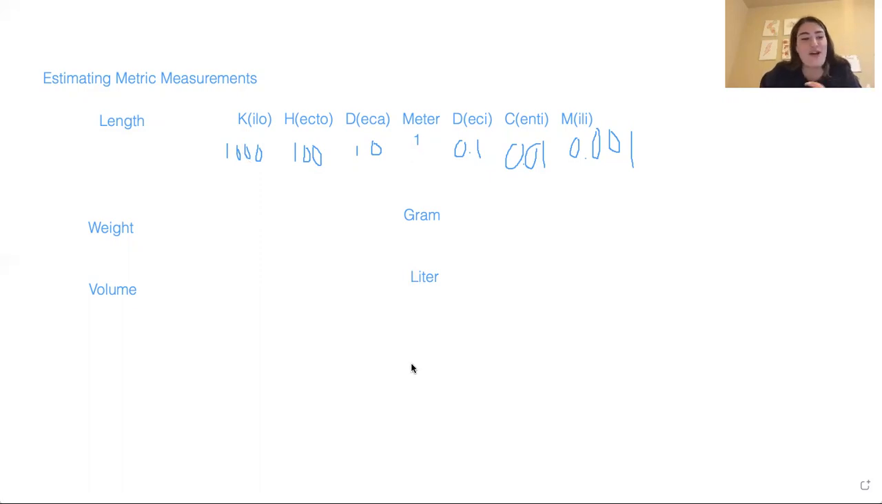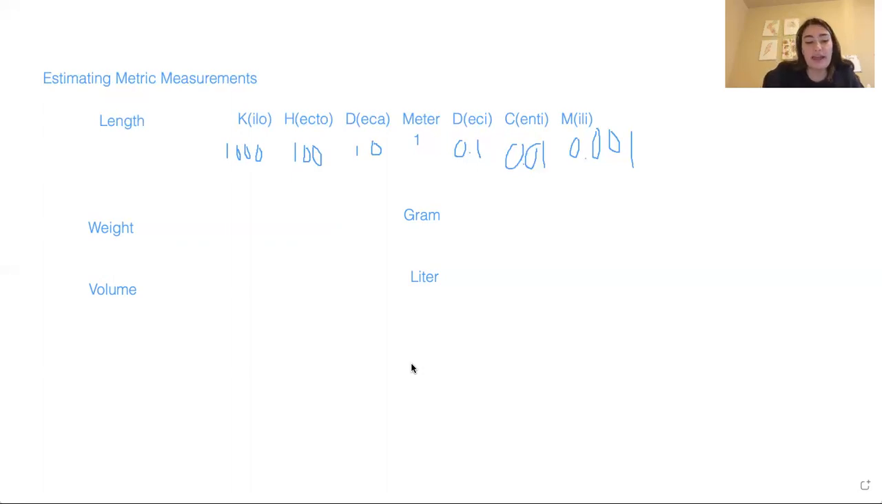So I'll give you some references. For length, a kilometer, which is 1,000 meters, is a little over half a mile. So I feel like that's something you can relate to. And then 1 meter is a little over 3 feet, and a millimeter is about the size of a pencil tip. So you can reference that when we're doing the next few problems.